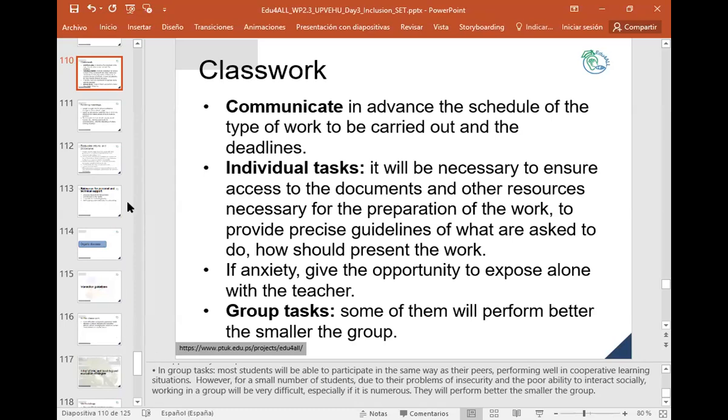In group tasks, most students will be able to participate in the same way as their peers, performing well in cooperative learning situations. However, for a small number of students, due to their problems of insecurity and the poor ability to interact socially, working in a group will be very difficult, especially if it is numerous. They will perform better the smaller the group.